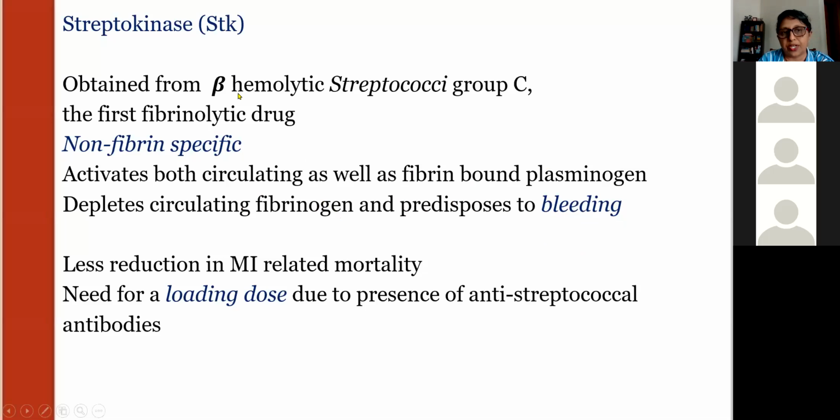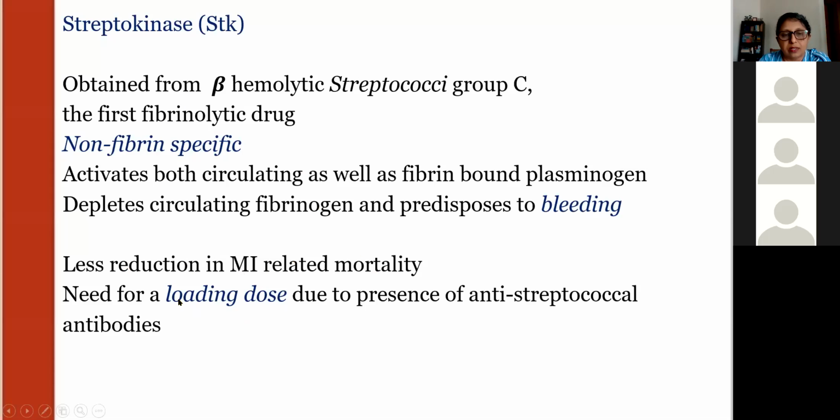This streptokinase was a very commonly used drug years back, but since newer drugs have come, its use has been reduced, because there is less reduction in the myocardial infarction related mortality. We usually use these drugs mainly in myocardial infarction, where there is thrombus formation, clot formation, ischemia, infarction, etc. So with streptokinase there is less reduction in myocardial infarction related mortality.